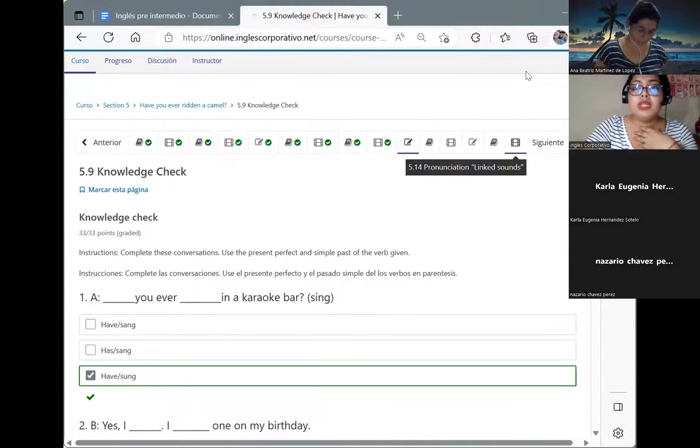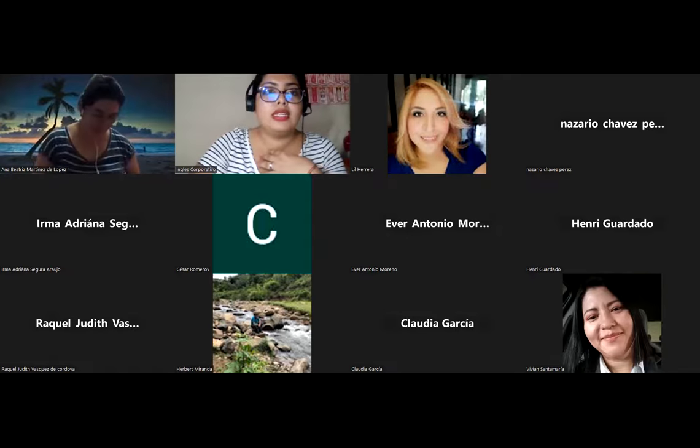So, vamos a pasar a este tema. Vamos a iniciar con una pregunta, pero esta pregunta va para ustedes. Pero déjenme poner la pantalla primero.